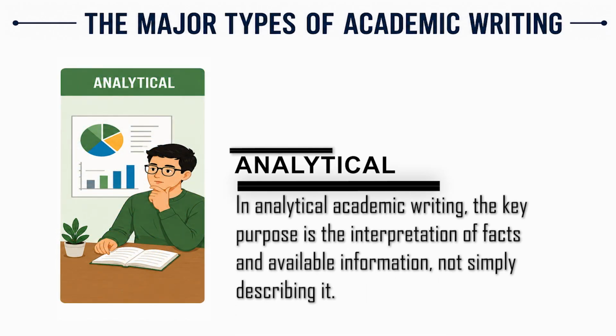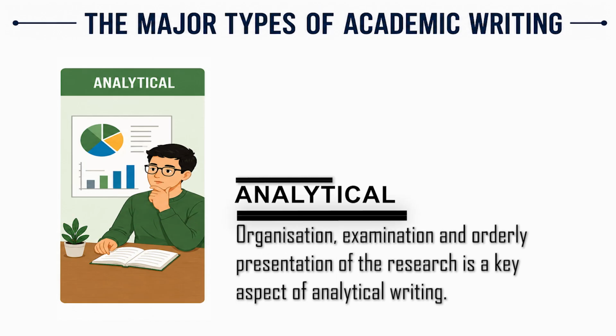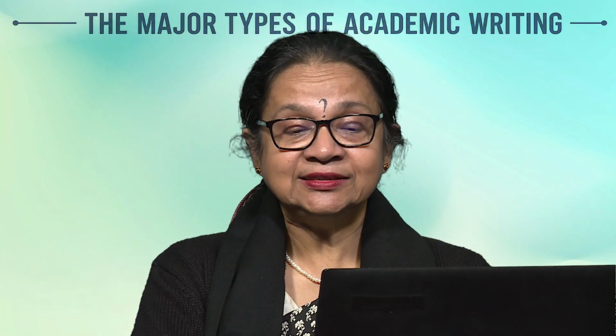In analytical academic writing, the key purpose is the interpretation of facts and available information, not simply describing it. So here you have to interpret. That becomes important. That means come to certain conclusions, draw conclusions from what has been described. Organization, examination, and orderly presentation of the research is a key aspect of analytical writing. It may be analytical when it studies data and interprets it. Scientific reports: you study data and you interpret it, then that becomes analytical writing, academic writing.